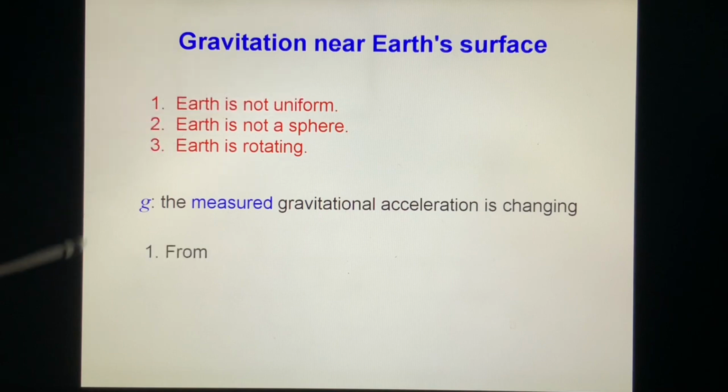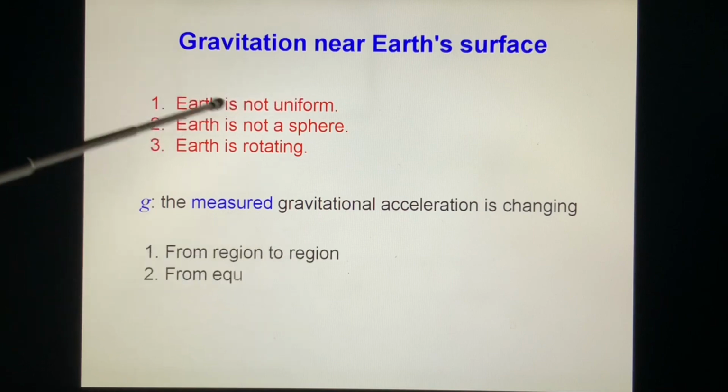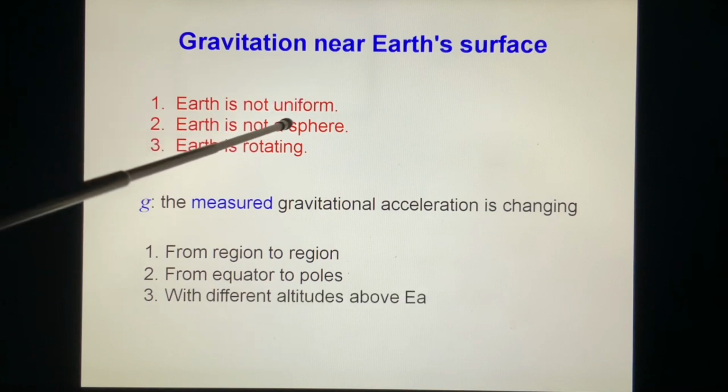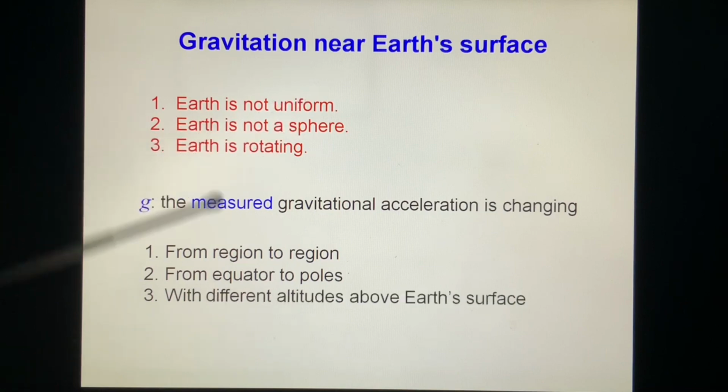First, it changes from region to region. Second, it is different at the equator and the poles. Third, different altitudes at the same place above the Earth have different g.